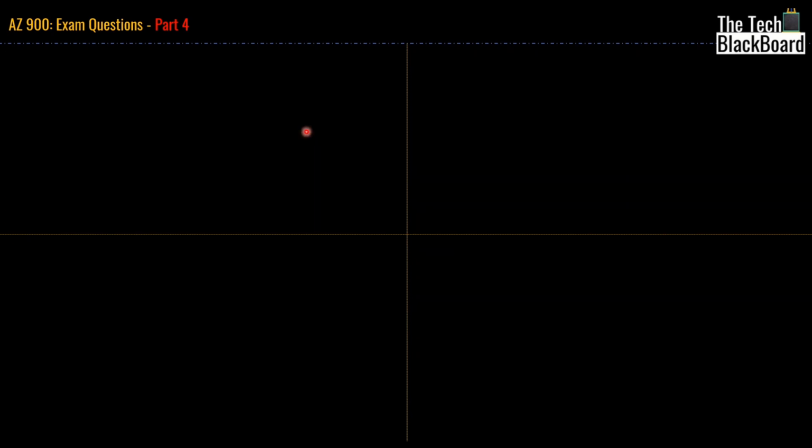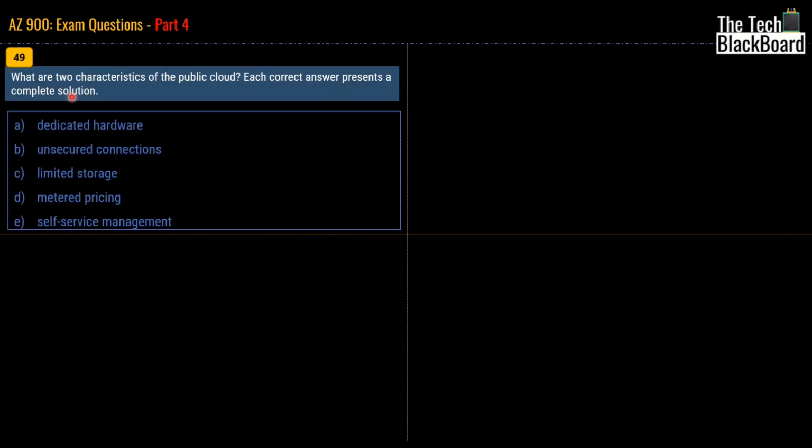Now let's move to question number 49. The question says, what are the two characteristics of public cloud? Each correct answer represents a complete solution. The options are dedicated hardware, unsecured connection, limited storage, metered pricing, or self-service management.